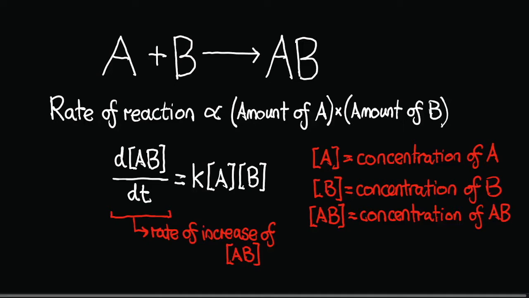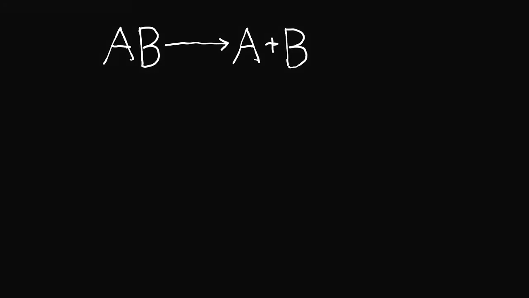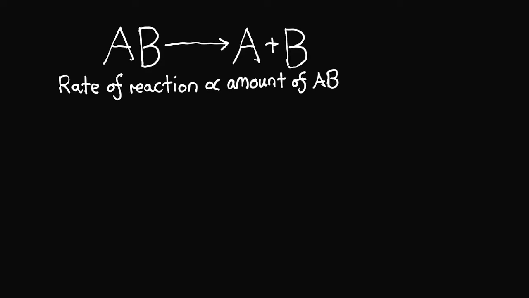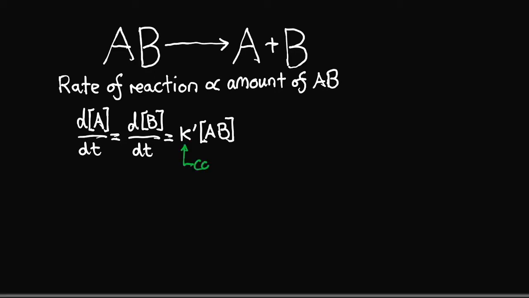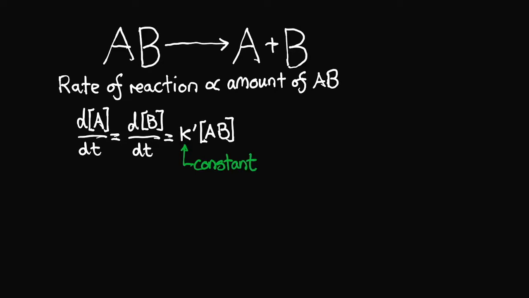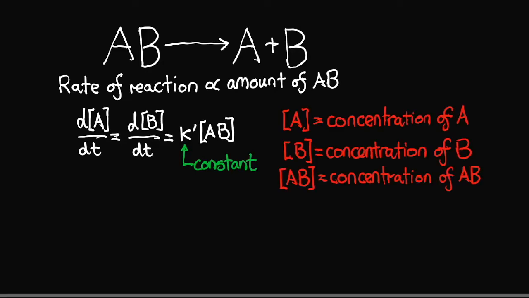Let's now look at a different type of chemical reaction so we can see the law of mass action in effect again. So now we're going to look at a particle AB that splits up into individual particles A and B. The law of mass action tells us that the rate of this reaction is proportional to the amount of AB. So the rate of reaction, that's just the rate of increase of the concentration of A and also the concentration of B. So we get d[A]/dt, that's the same as d[B]/dt, and that's equal to k' times [AB]. Here, k' is just the constant of proportionality. And like before, the square brackets just denote the concentrations.